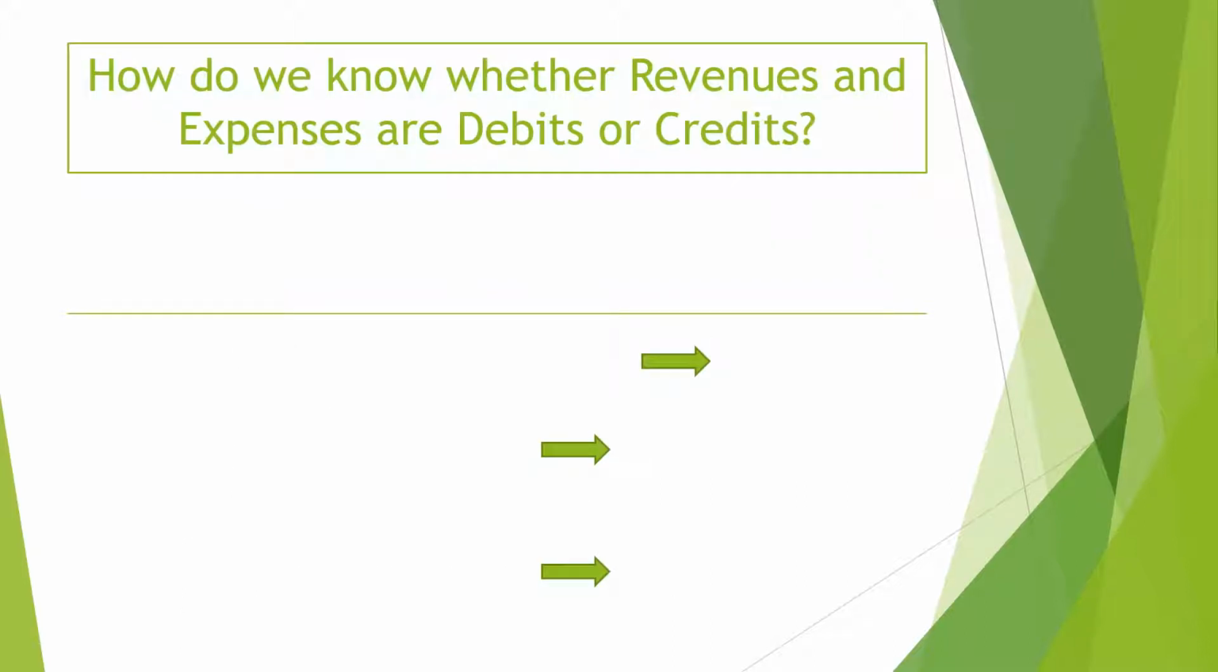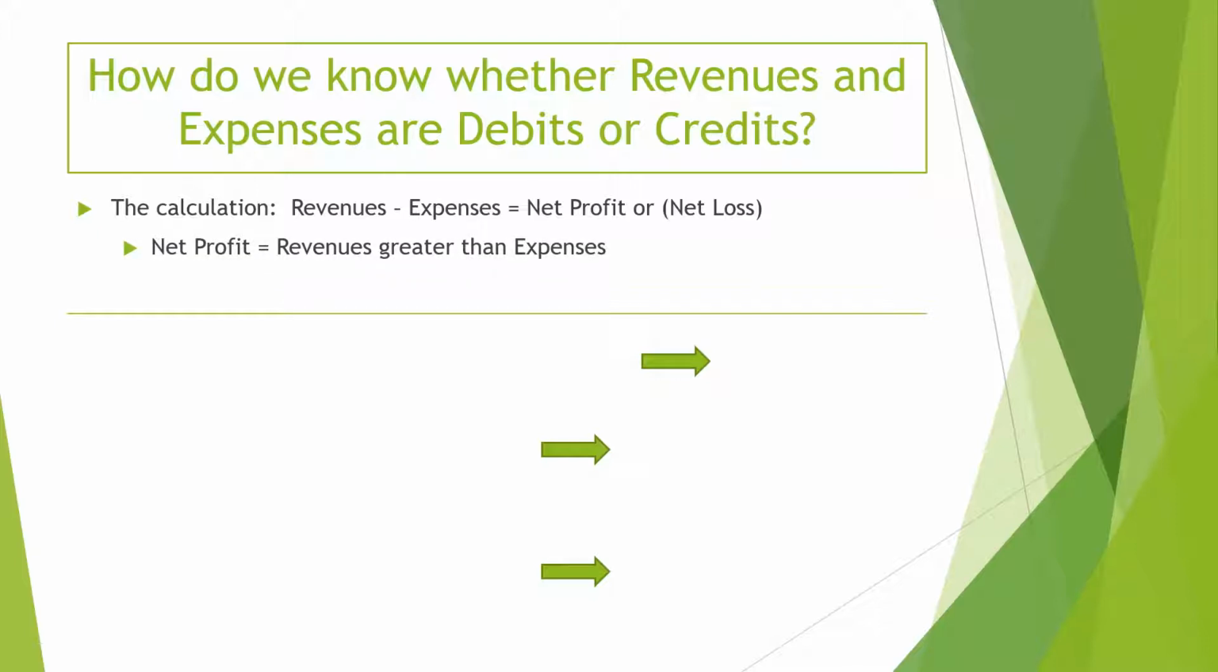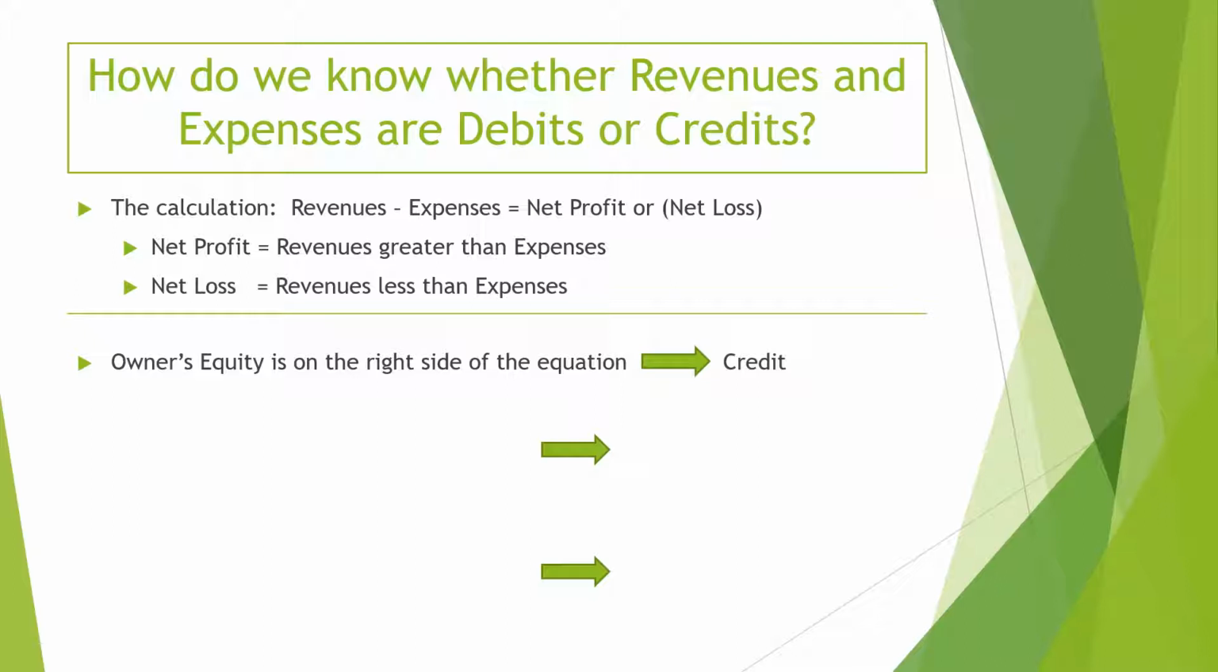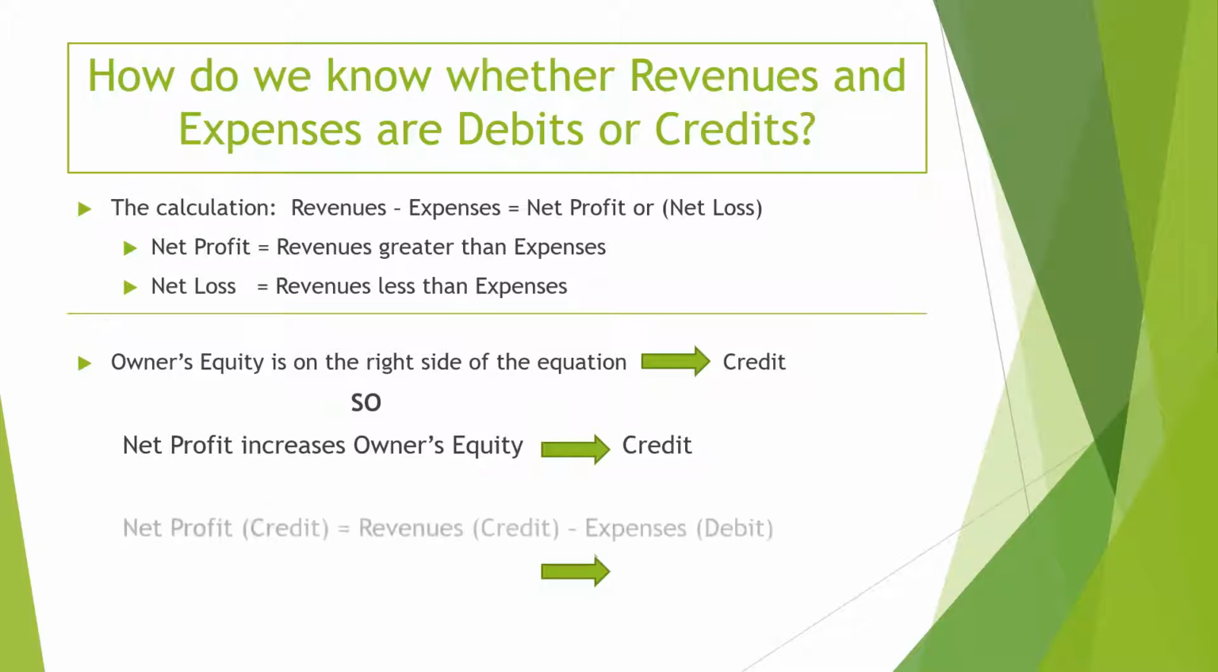So how do we know whether revenues and expenses are debits or credits? I think we can figure this out pretty easily. Remember the slide before, we talked about the equation of revenues minus expenses equal either a net profit or a net loss. So a net profit means that revenues are greater than expenses. A net loss means that revenues are less than expenses. So owner's equity is on the right side of the equation, which means it carries a normal credit balance. So net profit increases owner's equity because it is a credit.